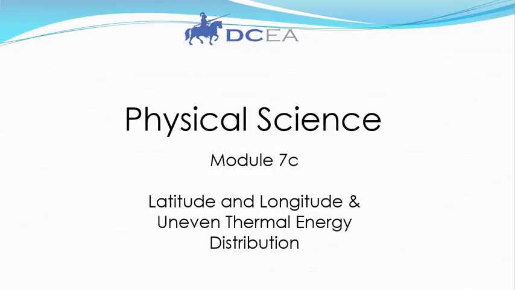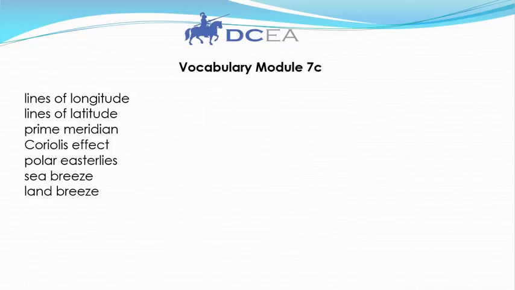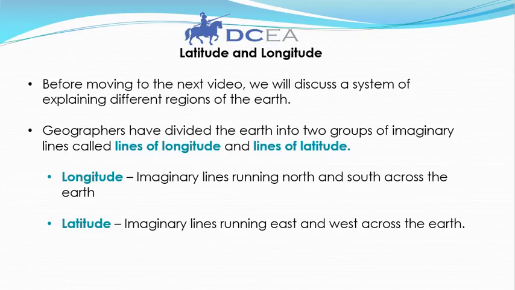Physical Science, Module 7C: Latitude, Longitude, and Uneven Thermal Energy Distribution. We have a little bit shorter vocabulary list. This is almost the end of your vocabulary for Module 7. Be sure to record it.